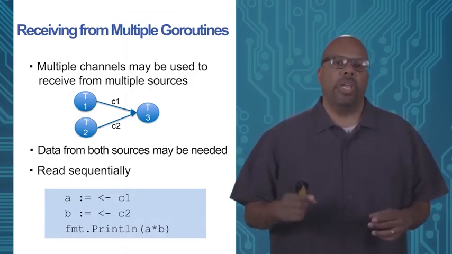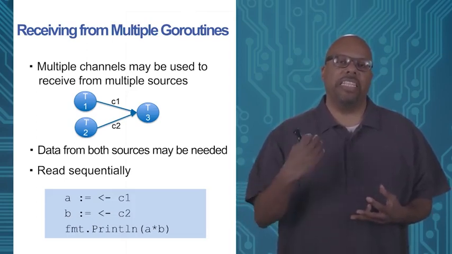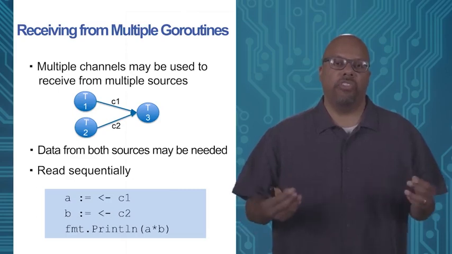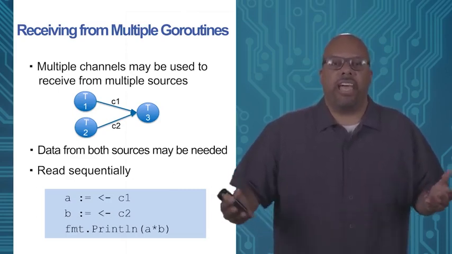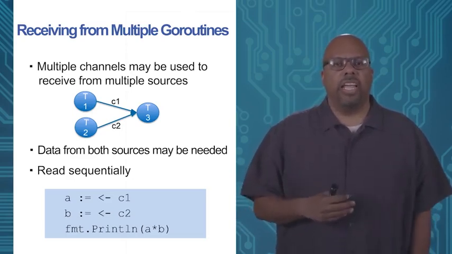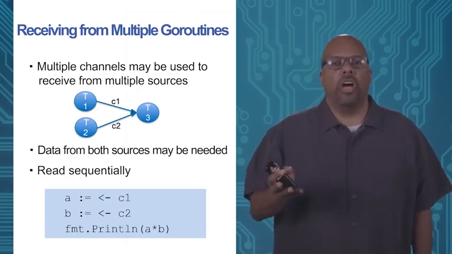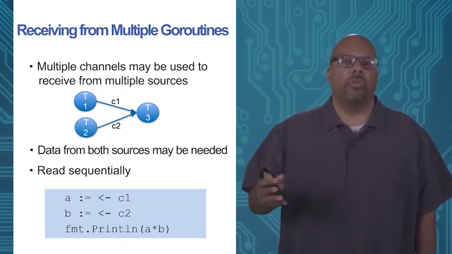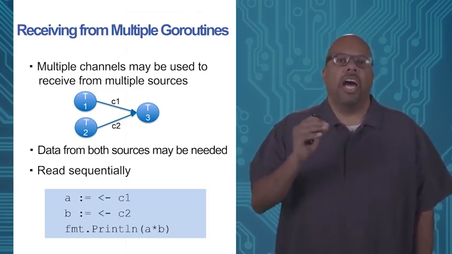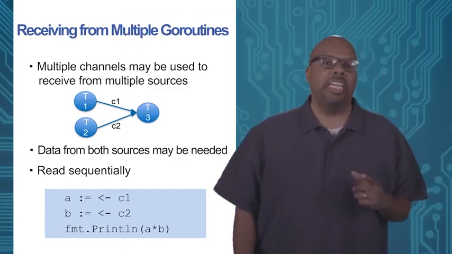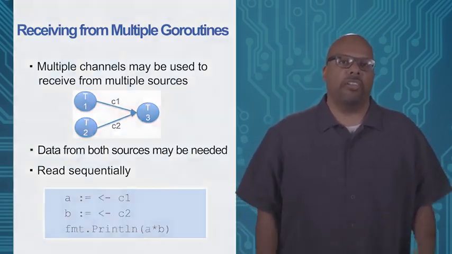So in this case, T3 actually needed data from both C1 and C2. It needed both channels to complete its task, the product, right? And these are blocking. So the first read on C1 will wait until something gets written onto C1, but eventually T3 will read from both of them and it'll do its task. But this is an example where you need data from multiple channels.